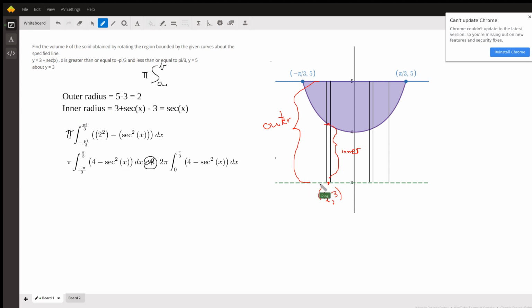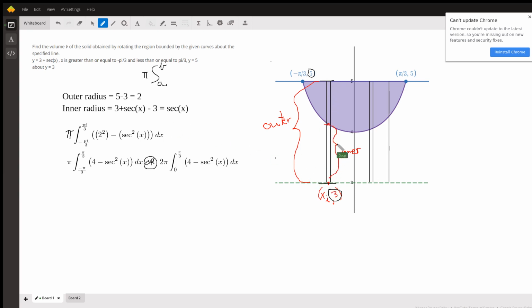The outer radius is the distance from the axis of revolution to the farthest most part of the region that we're revolving. The y-coordinate of any point along this line is 5. The y-coordinate of any point along the axis of revolution is 3. To get the distance from 3 to 5, we subtract. 5 minus 3 is 2. Top minus bottom is actually the length of this rectangle right here.